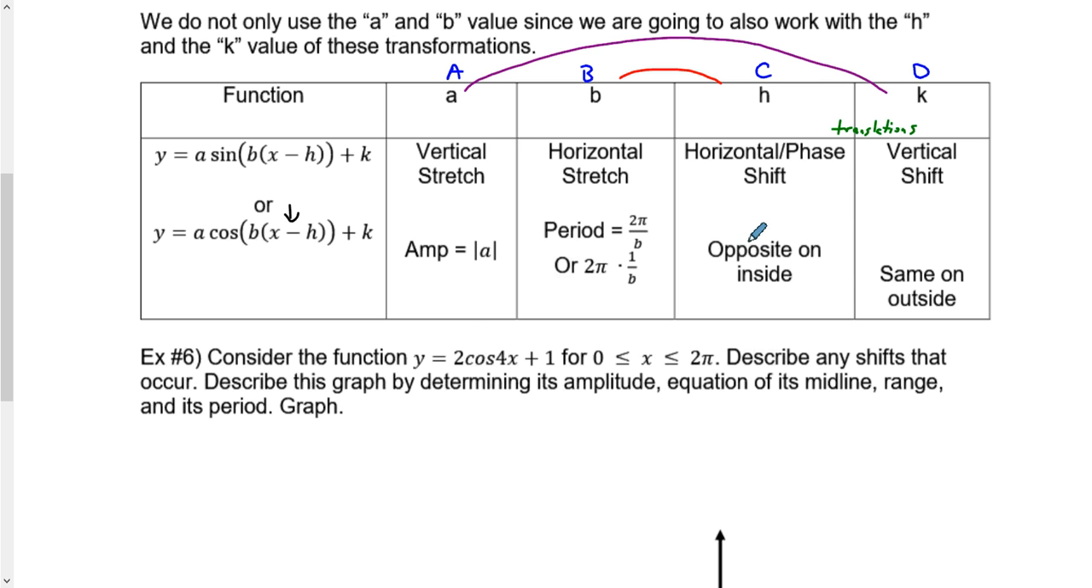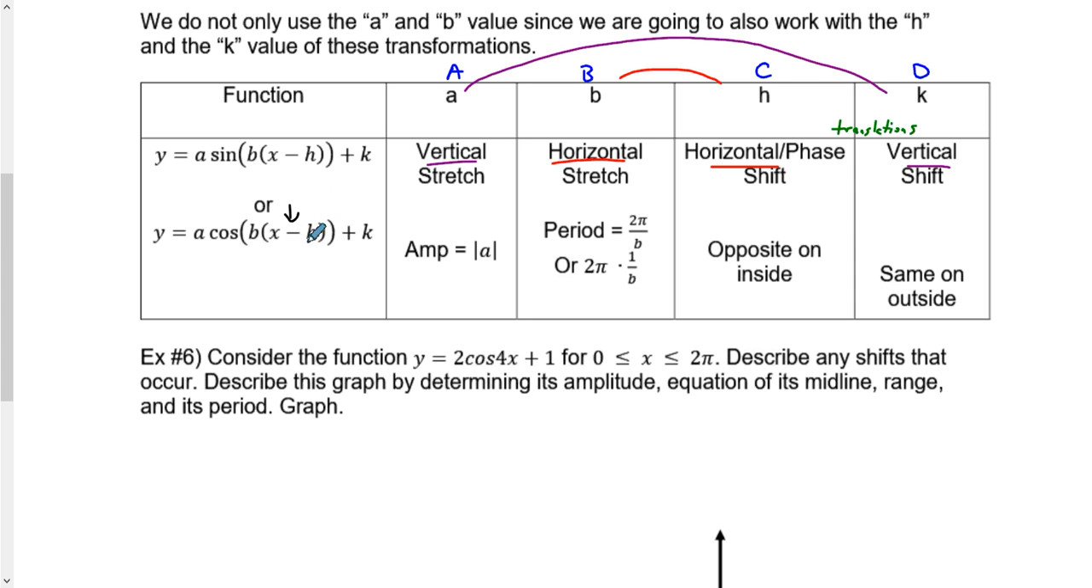So when I say opposite on the inside, it means whatever thing is on the inside. So this is X subtract a value. Well, if it looks like it's subtracting, because the inside is going to deal with a horizontal. See that the B and H are also talking about horizontal. Actually, sorry, I'm just going to change that color. Whereas the A and the K talk about verticals.